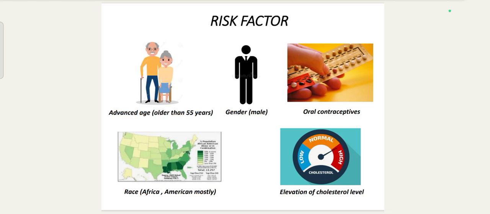The third one is race. Mostly Africans and Americans have CVA cases. The fourth one is oral contraceptive pills. And the last one is elevation of cholesterol level, because high cholesterol level can cause blockage in the arteries and can cause interruption in the blood flow as well as oxygen flow, and the brain will not get sufficient oxygen, which leads to stroke.